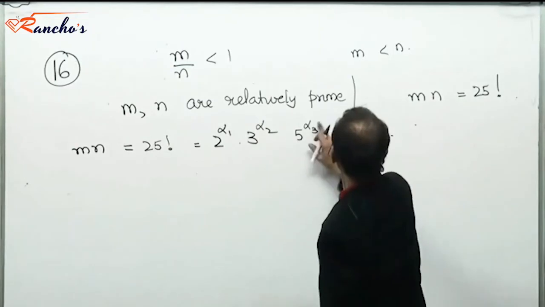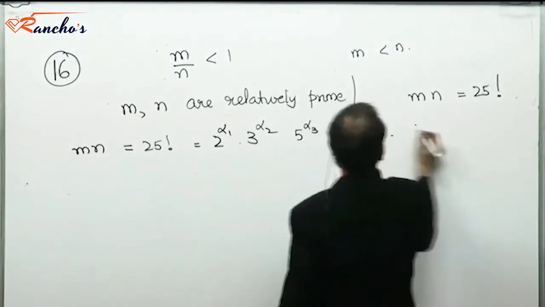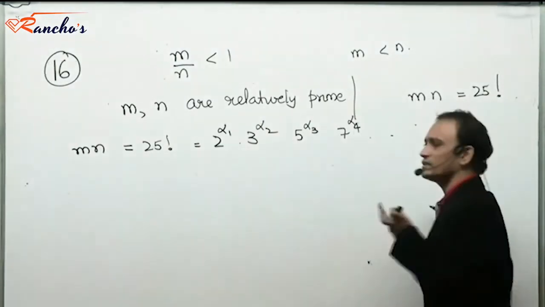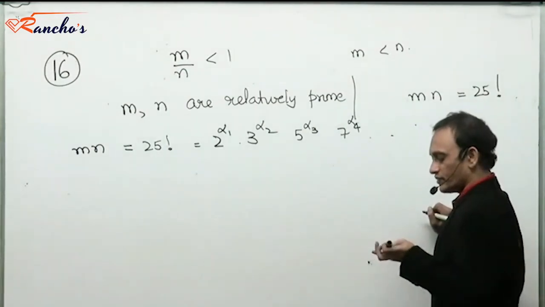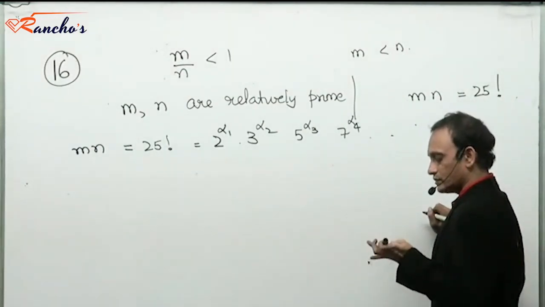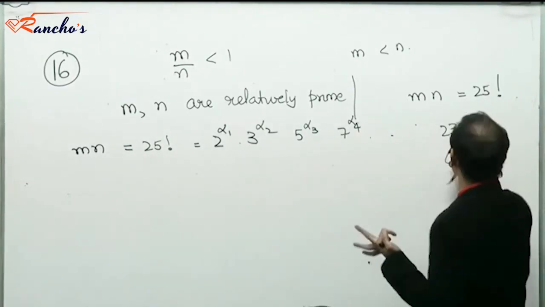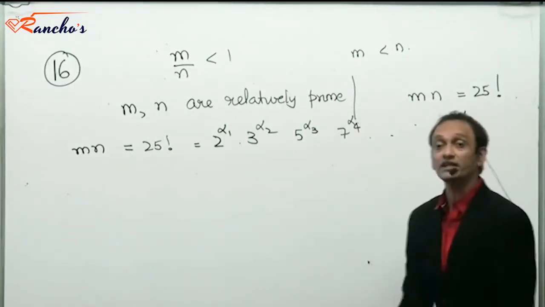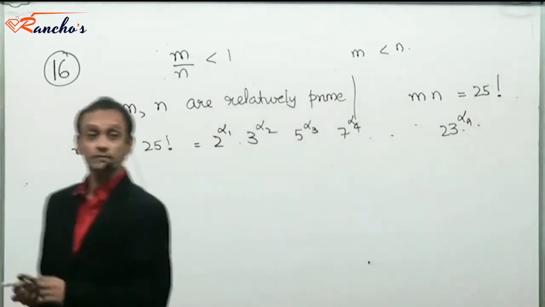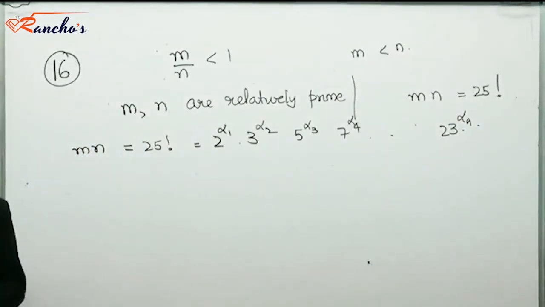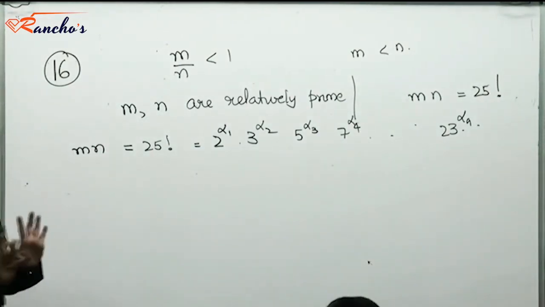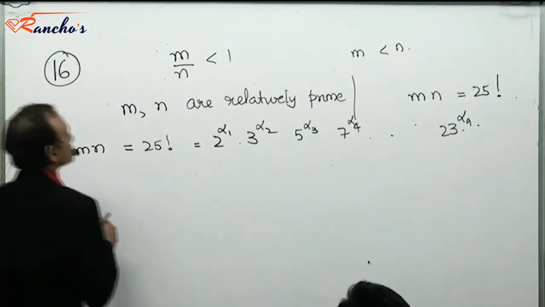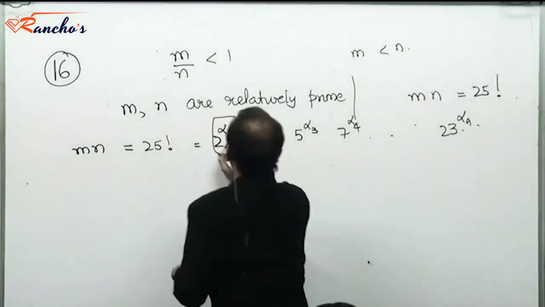Alpha 1, alpha 2, alpha 3, alpha 4. 23 now. 2, 3, 5, 7, 11, 13, 17, 19, 23. That's the 9th prime. So alpha 9. 23 is the 9th prime, isn't it? Yes or no? It's the 9th prime. So 25 factorial can be dealt with this way? Yes or no? Okay.